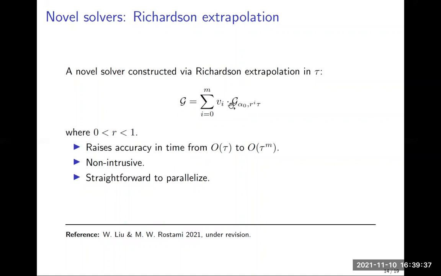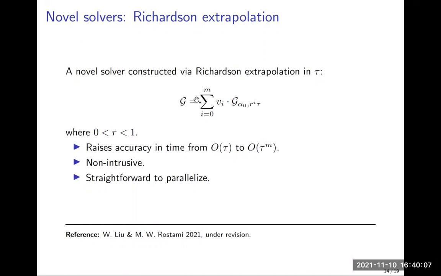So if the G is a Fourier method, for example, then it's first order in time. But if you combine it this way, you can raise the accuracy in time from order 1 to order m if you use m terms, right? So this is again non-intrusive, meaning that you use whatever solver you have. There's really very little change to them. You just need to change the time step. Everything else can be the same, right?